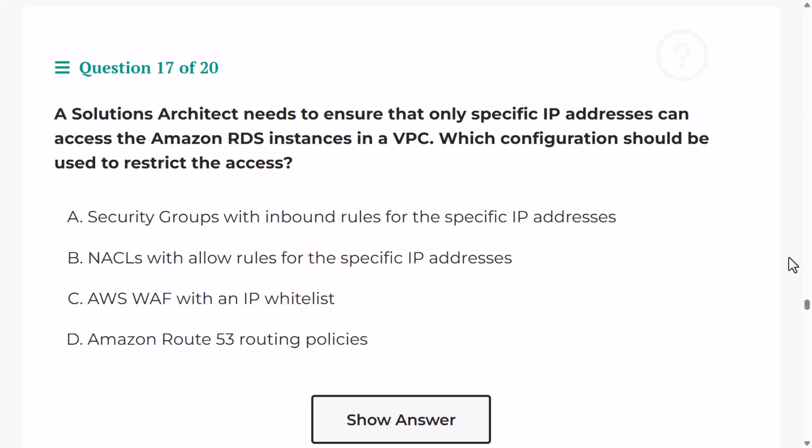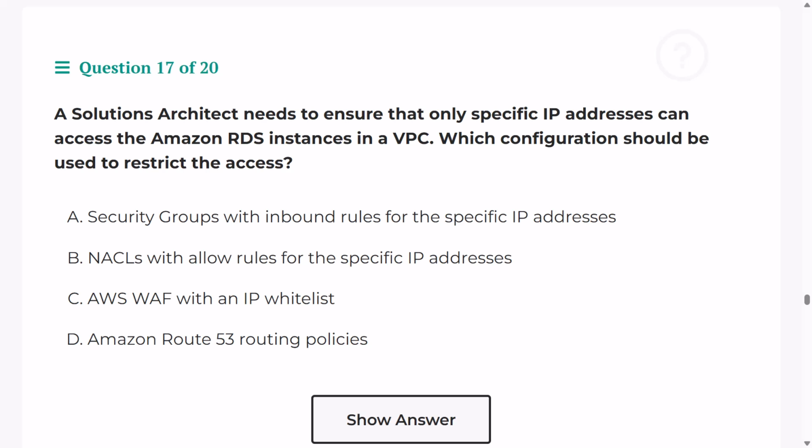Question number 17. A solutions architect needs to ensure that only specific IP addresses can access the Amazon RDS instances in a VPC. Which configuration should be used to restrict the access? We've got 4 options: security groups with inbound rules for the specific IP addresses, network access control lists with allow rules for the specific IP addresses, AWS WAF using an IP whitelist, or Amazon Route 53 routing policies.